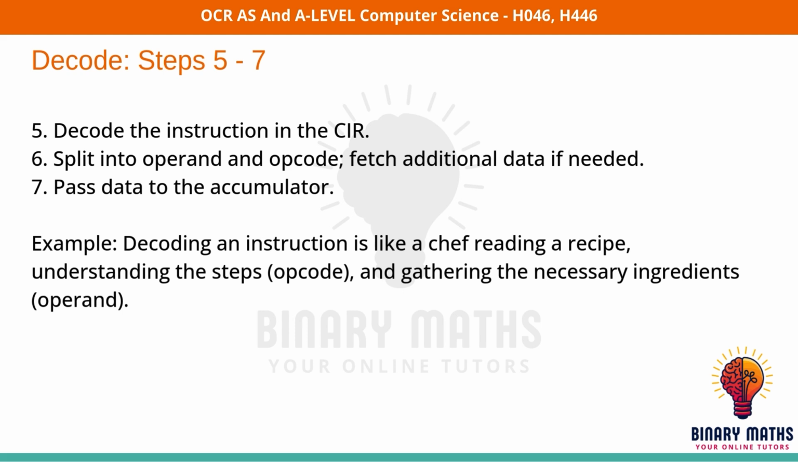During the decode stage, the CPU interprets the instruction stored in the current instruction register. This involves splitting the instruction into its components: the opcode, which specifies the operation to be performed, and the operand, which specifies the data to be used. If additional data is needed, it is fetched from memory and passed to the accumulator. This step is essential for the CPU to understand and prepare for the execution of the instruction.